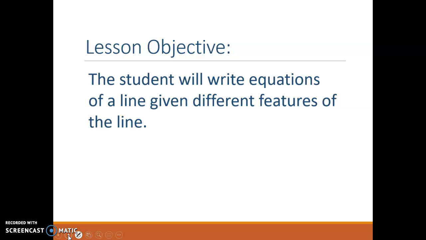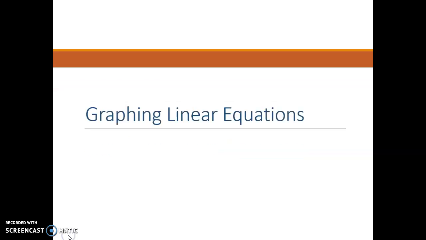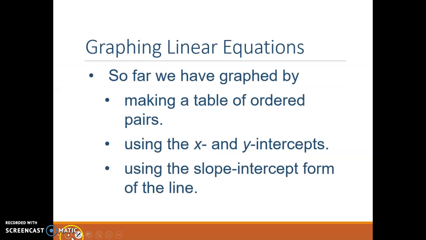Our lesson objective for today is that you, the student, will write equations of a line given different features of the line. So far, we have graphed by making a table of ordered pairs. That was back in our first lesson where we had our x values. We had our function rule where we plugged and chugged to find our y values, and we found those ordered pairs. We've used the x and y intercepts. For the x-intercept, we know y is equal to 0, so we plugged in a 0 and solved for x. And to find the y-intercept, we know x is equal to 0, so we plugged in 0 for x and solved for the y-intercept.